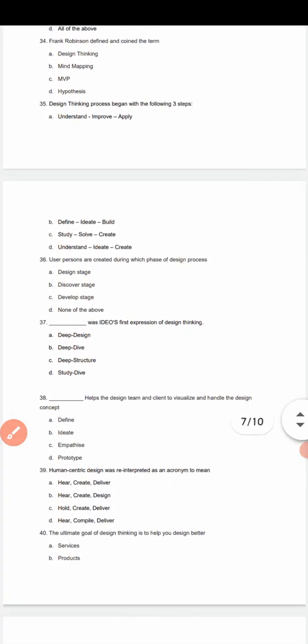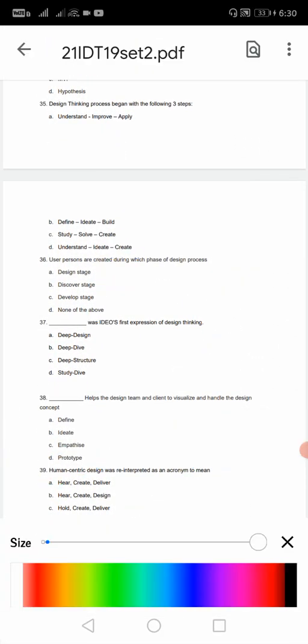Okay, next. What is the next question? 35. Design thinking process began with following three steps. For 35, the answer is understand, improve, and apply. That is A. 36. User personas are created during which phase of the design process? Repeated. 36. None of the above.